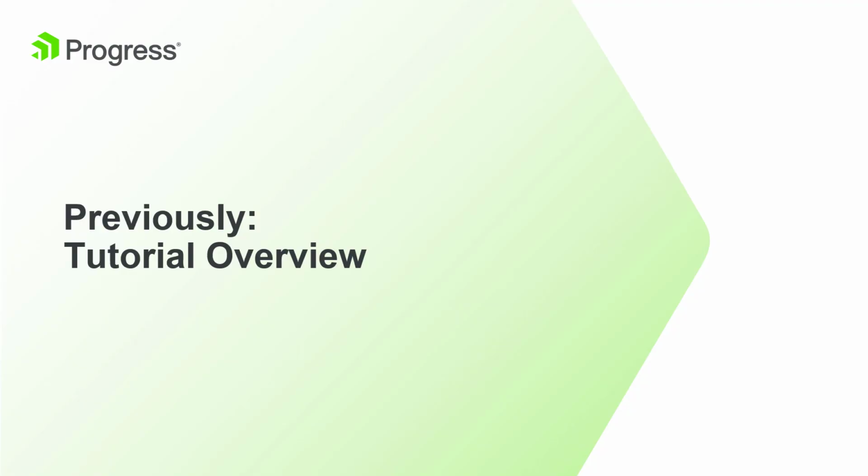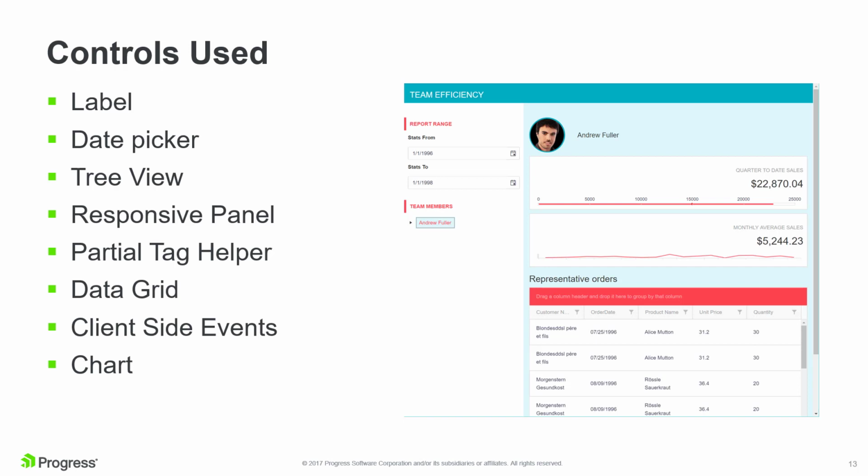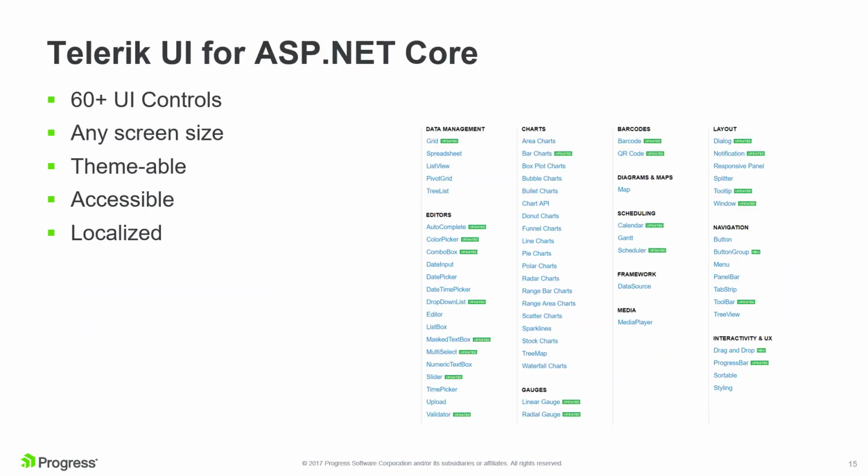In the previous video, I gave an overview of the tutorial application that we'll be building through the course of this video series. Now, that demo application uses lots of rich UI controls from the Telerik UI for ASP.NET Core library, and that's what I want to talk about in this video. Now, the Telerik UI for ASP.NET Core library consists of over 60 of these UI controls.